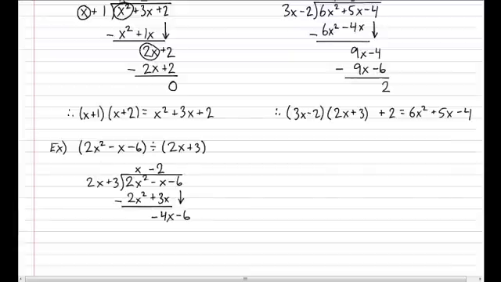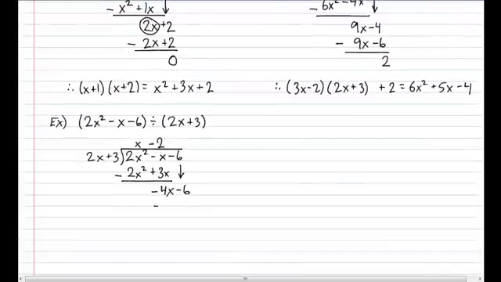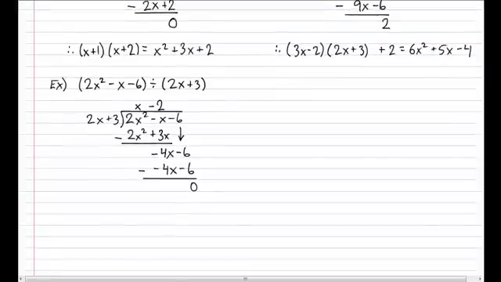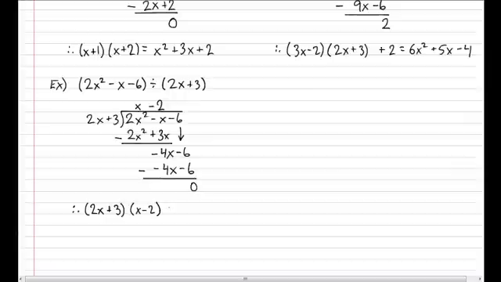Let's go back the other way. Negative 2 times 2x is negative 4x. And then negative 2 times positive 3 is negative 6. Do my subtraction. I end up with nothing. So, we are done because we've brought down every term from the dividend. So we can conclude that 2x plus 3 multiplied by x minus 2 gives back our original dividend of 2x squared minus x minus 6.